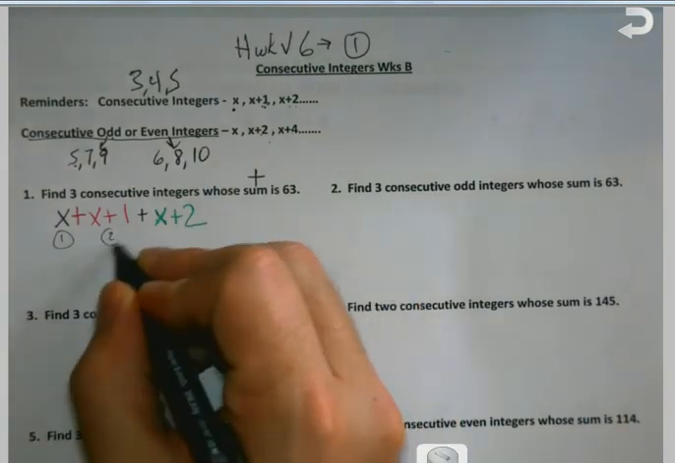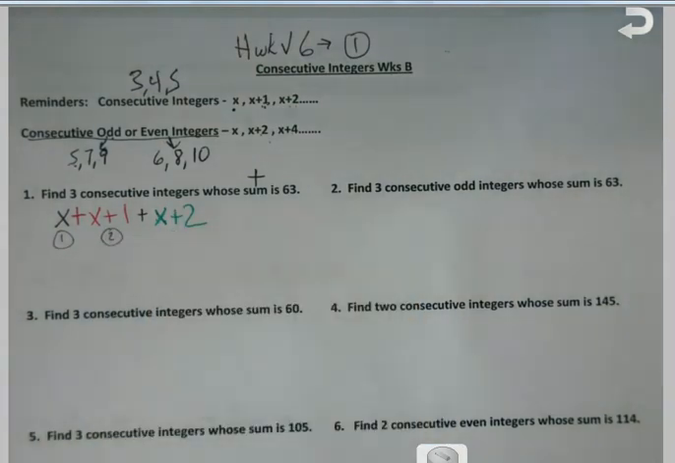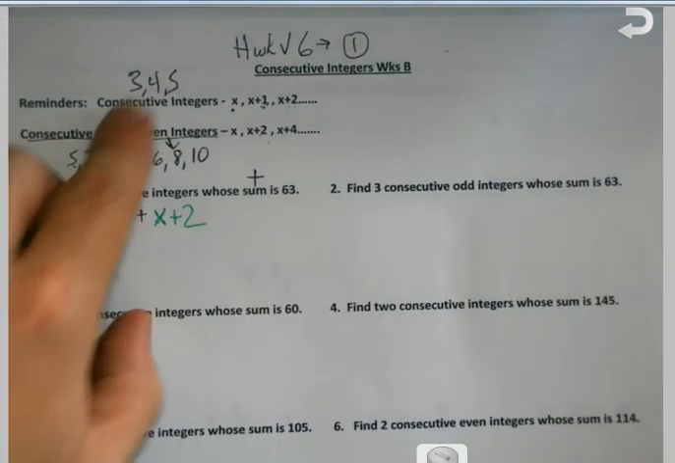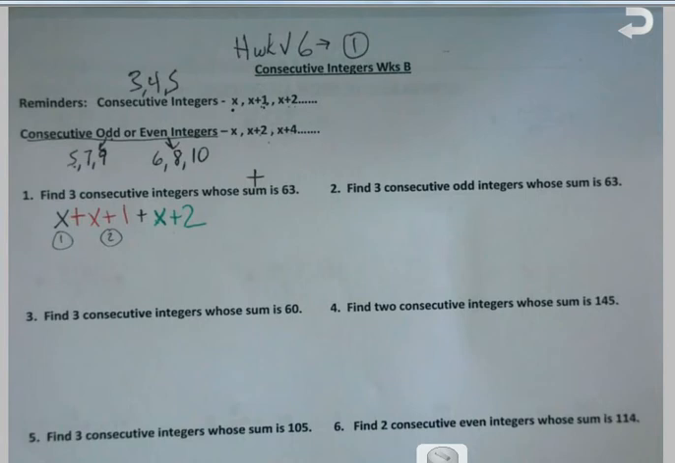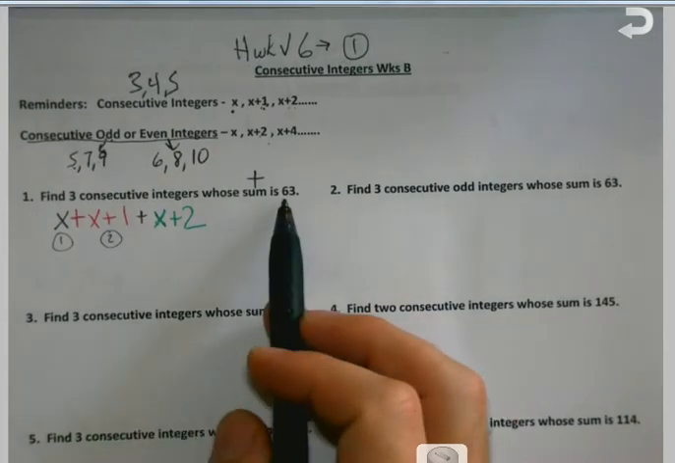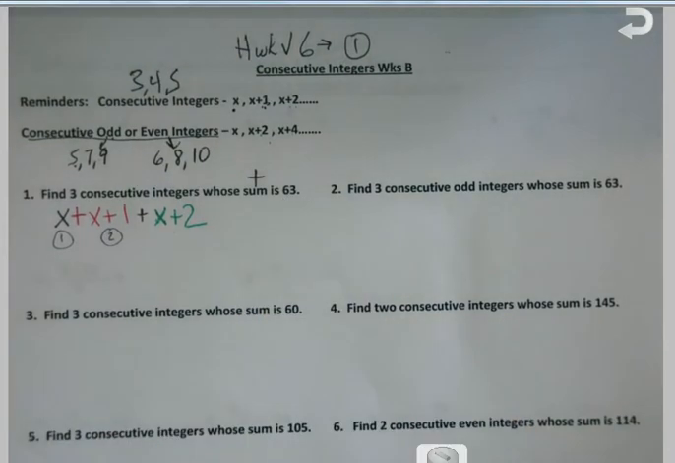Let me put it to you this way. If I asked you to come up with 3 consecutive numbers, we're just counting. So like if I said start at 3 and start counting, 3, 4, 5, 6, and so on. Those are called consecutive integers because they're right in a row. Well, I want to find 3 of them that add up to 63, but I don't want to sit here and just guess and check and start throwing random numbers in.